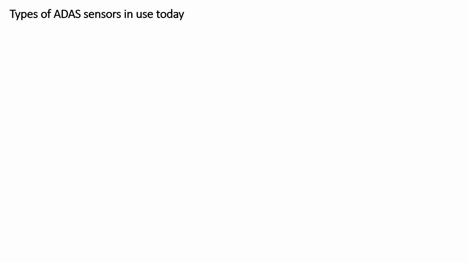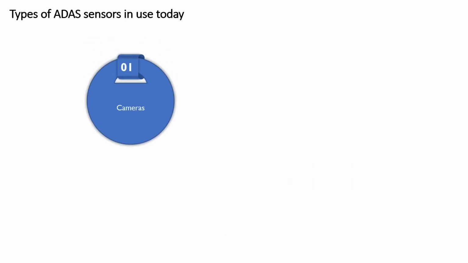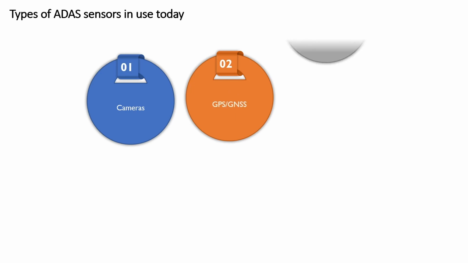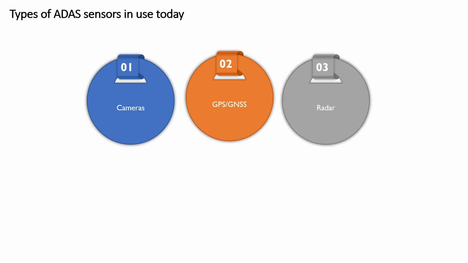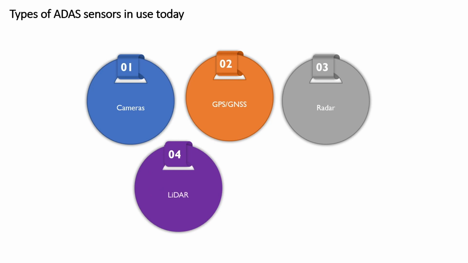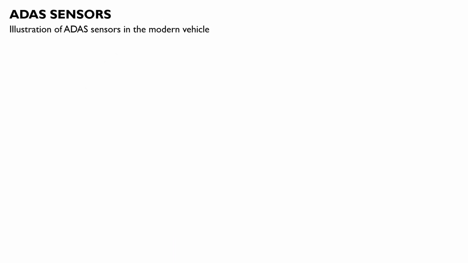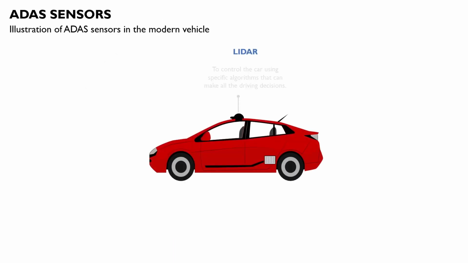Types of ADAS sensors which are in use today: cameras, GPS, radar, LiDAR, and ultrasonic sensors. Now let us see an illustration of ADAS sensors in the modern vehicle.